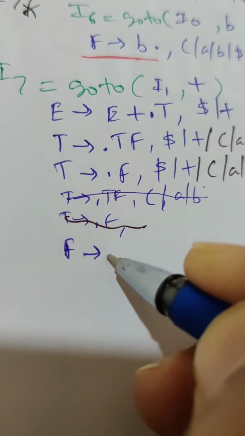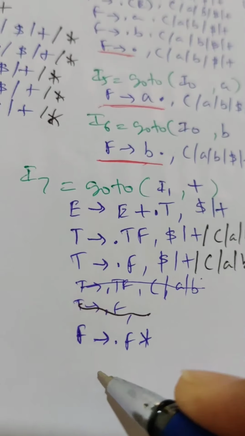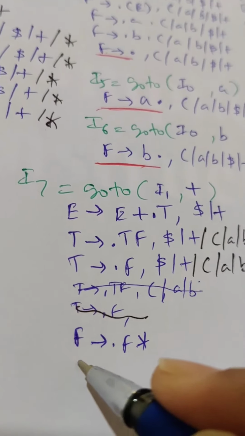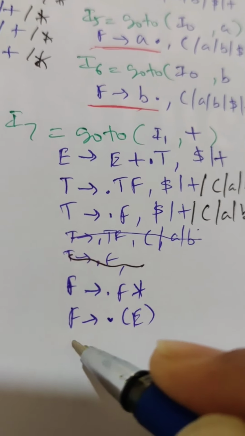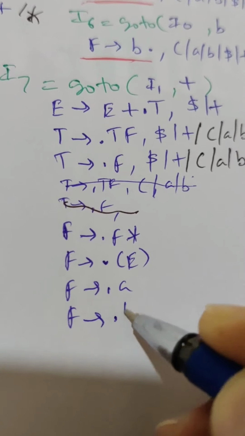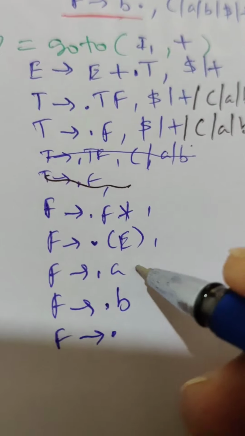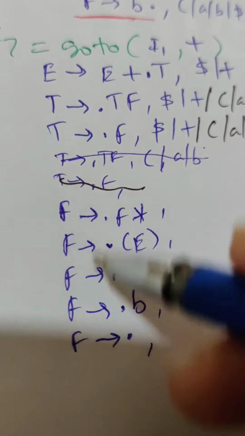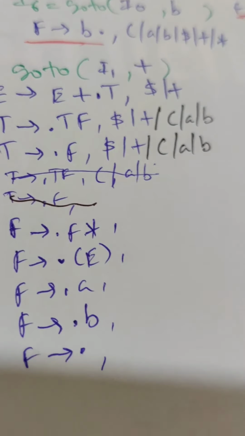So F goes to dot F star, then F goes to bracket E, F goes to A, F goes to B, and F goes to epsilon, that is F goes to dot. Now for all these 5 rules of F, the lookahead of F can be all this, so the lookahead will be this. Let me just copy this for all of these.